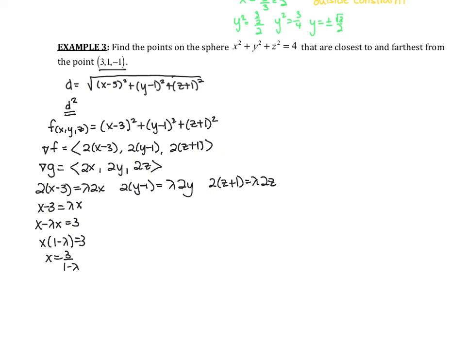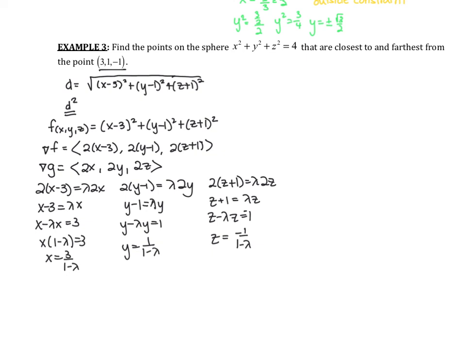Okay, I'm going to take a little bit of shortcuts on these. You can verify the math, but if we did this one, we get y minus lambda y equals 1, so therefore y equals 1 over 1 minus lambda. And similarly here, z plus 1 equals lambda z, and therefore we get z minus lambda z equals negative 1, so z equals negative 1 over 1 minus lambda.